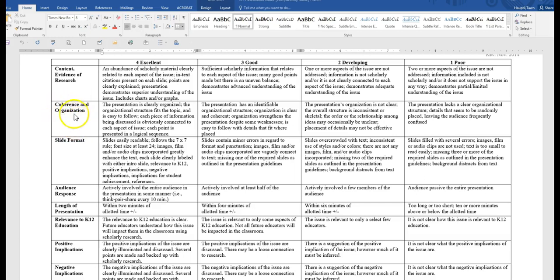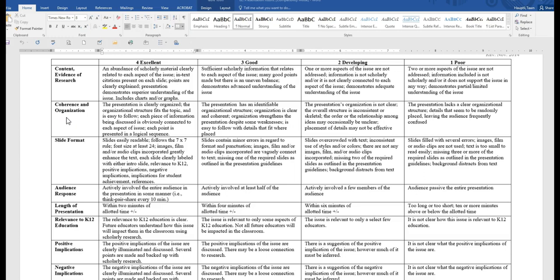Coherence and organization. This is fairly easy because I've given it to you. I've also given you the guiding questions of the information that you should be addressing. And I've given it to you in an organizational structure. You have the federal, the state, the local, the district, the administration, and the teachers when you're looking at the positive implications and the negative implications.